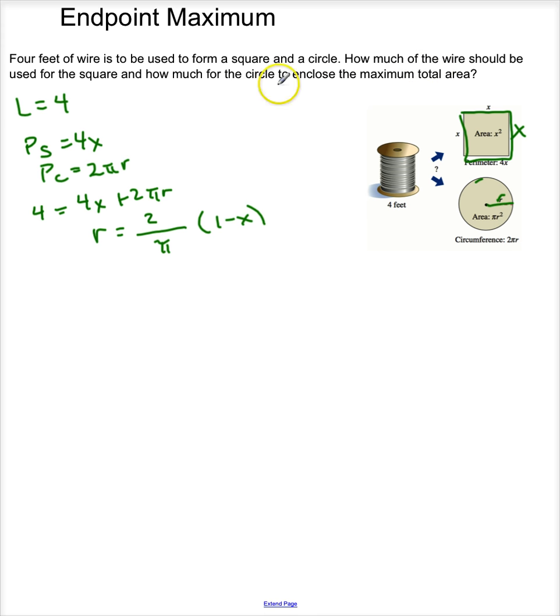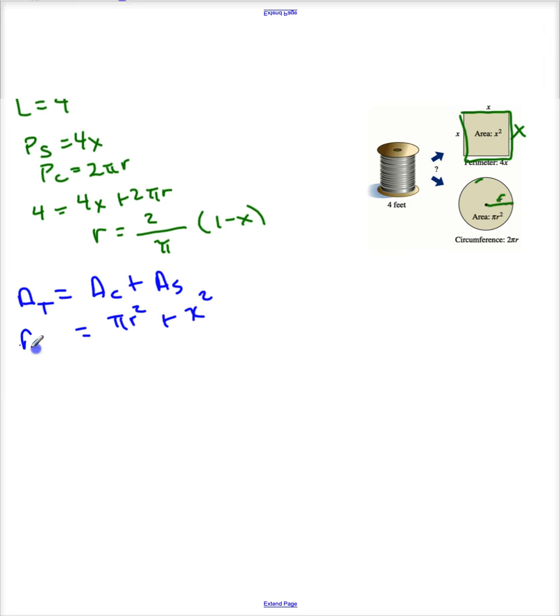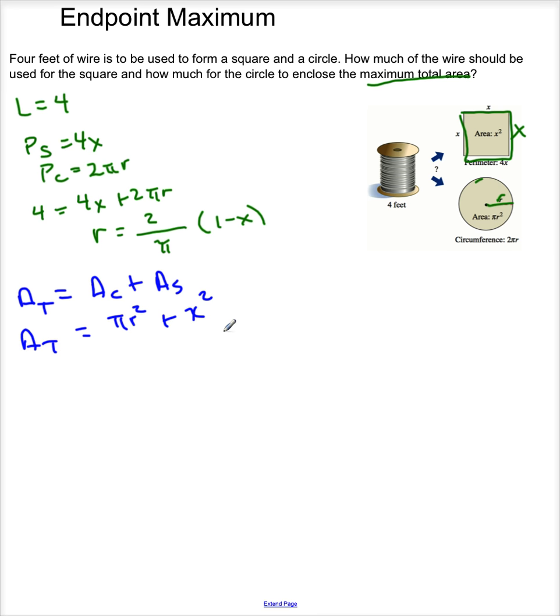Now, the problem is asking how much should be used for the circle and how much for the square to maximize the area. So my primary equation is going to involve the area of both the circle and the square. So the area of the circle is pi r squared, and the area of the square is x squared. So here's my primary equation, here's my secondary equation. The next step is to solve, so I'm going to plug r in.